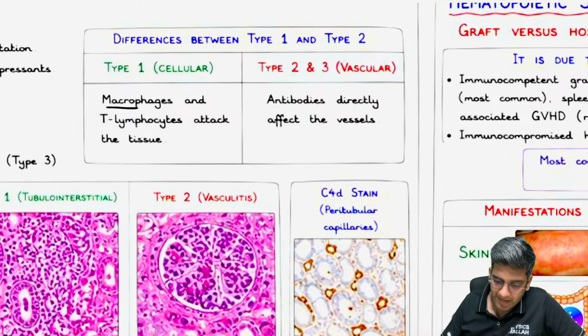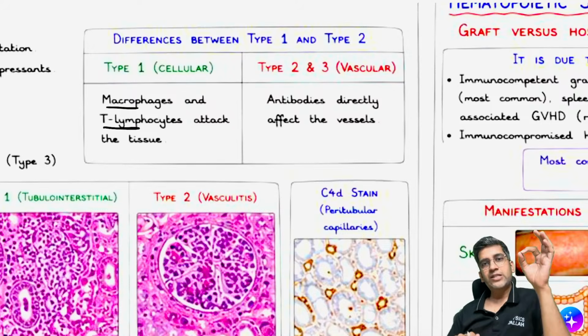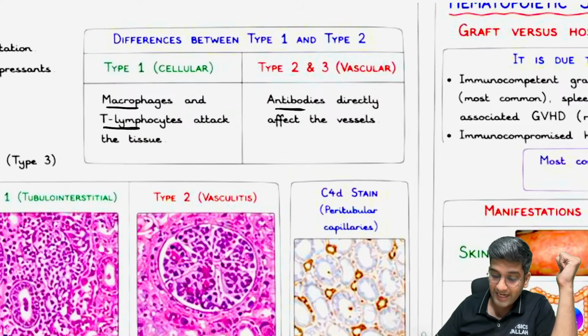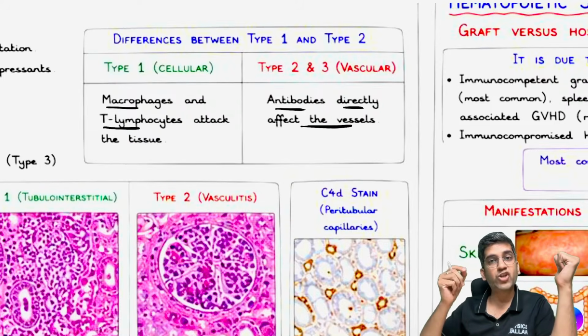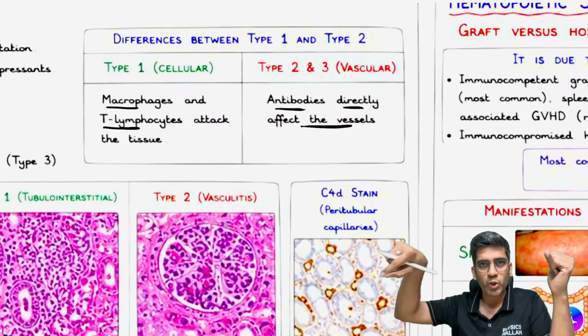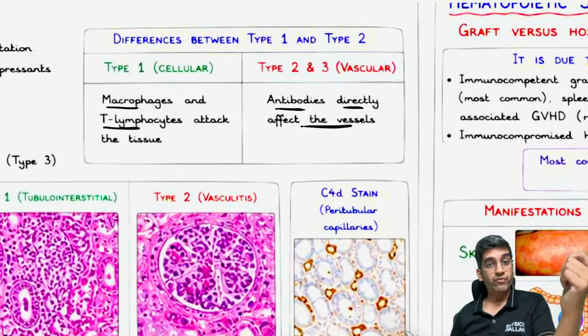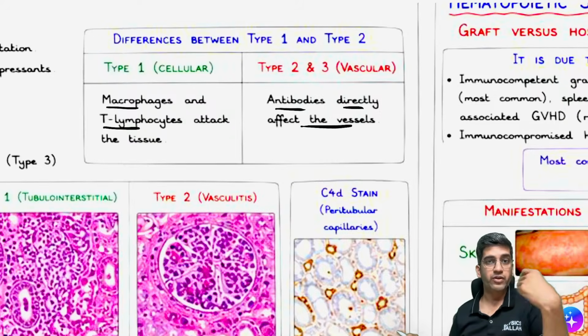Here you'll have both macrophages and T lymphocytes destroying, because T cells will never act alone, they will always require an antigen presenting cell, right? Here, the antibodies can directly bind to the blood vessel and cause damage. It's a circulating antibody, goes and binds to the blood vessel directly and causes damage. That's what happens in vascular versus cellular type of graft rejection, right?